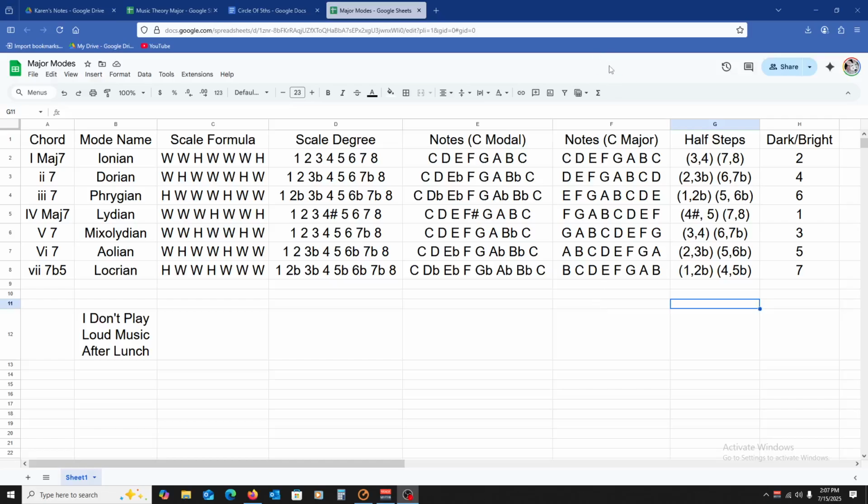Hi, my name is Kerry Critchlow from RCR Recording Studios, and today we're going to be talking about how and when to use modes, or how they can be useful in your music production.